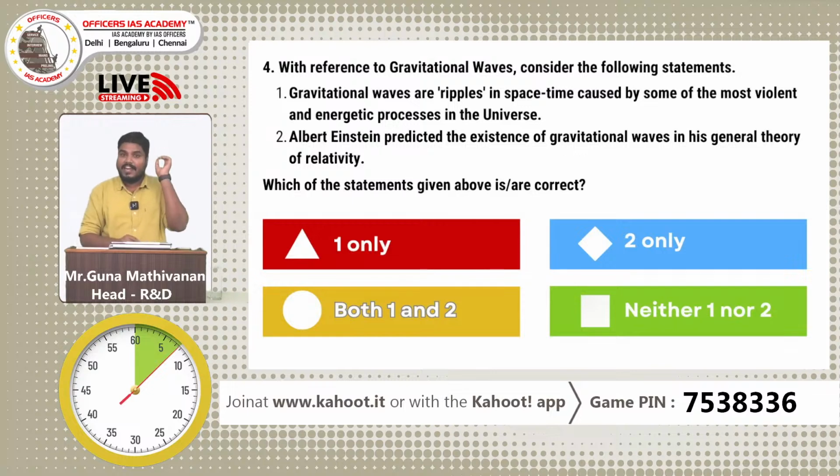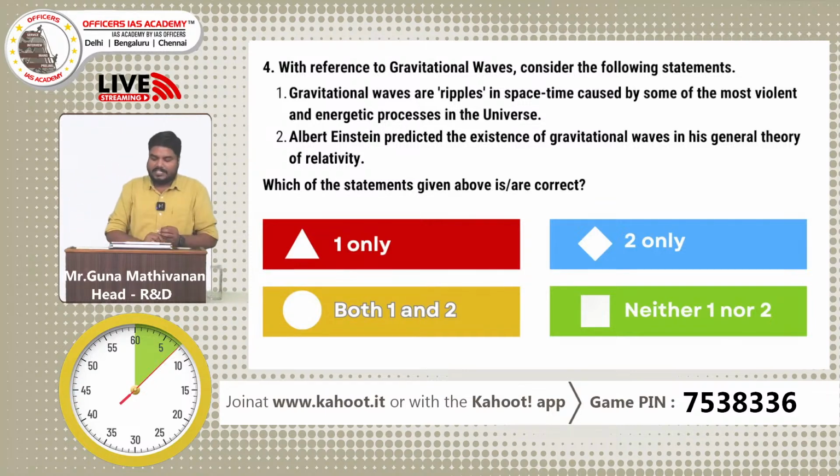Albert Einstein in 1916 was not detecting gravitational waves; he was predicting them in his theory of relativity. However, only after 100 years, in 2016, the LIGO Observatory in the USA, the Laser Interferometer Gravitational Wave Observatory, detected the gravitational wave for the first time, for which they even got the Nobel Prize for Physics. Here, both the statements are correct. Answer is C, both 1 and 2.